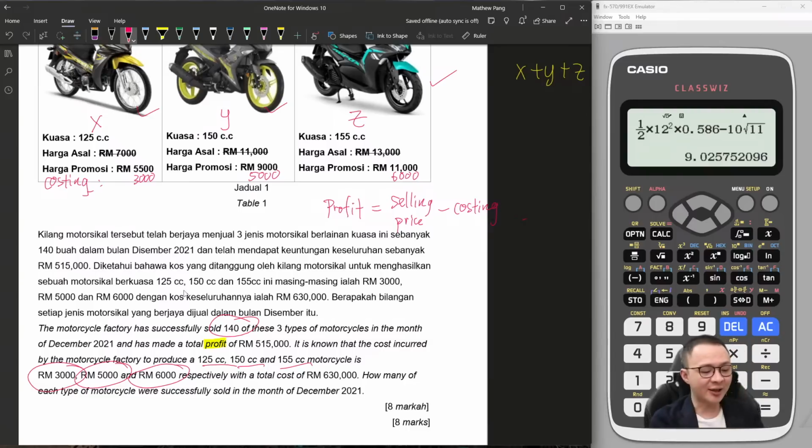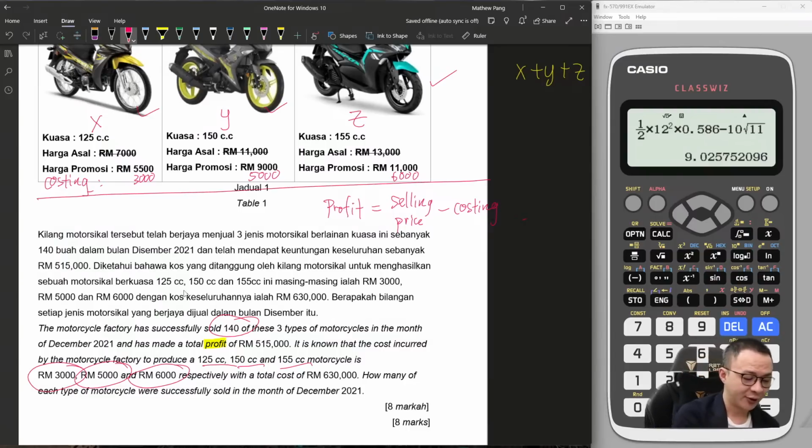Right now, if I want to find the profit for each of them, I will take the harga promosi, meaning the promotion price, minus the costing. So the profit if you sell 125cc is 2,500. This one, if you minus, the profit is about 4,000. And lastly, the profit is about 5,000. You should be able to see, right?